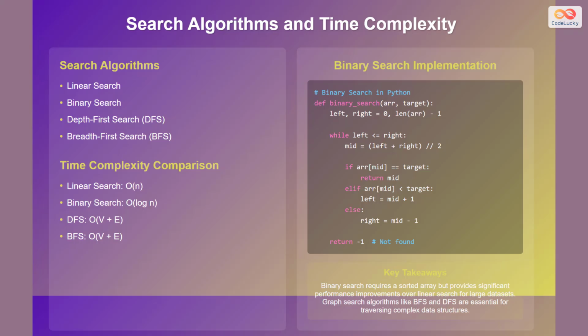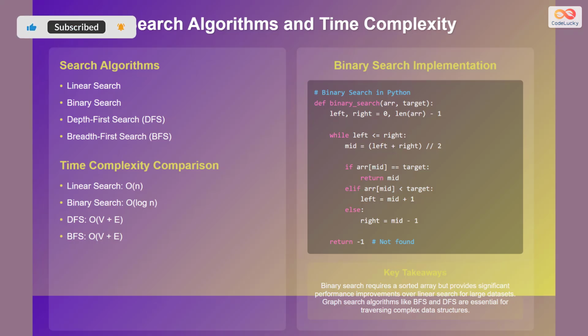Linear search has a time complexity of big O of n, where n is the number of elements. Binary search has a time complexity of big O of log n, but requires the data to be sorted. DFS has a time complexity of big O of v plus e, where v is the number of vertices and e is the number of edges in the graph. BFS also has a time complexity of big O of v plus e.